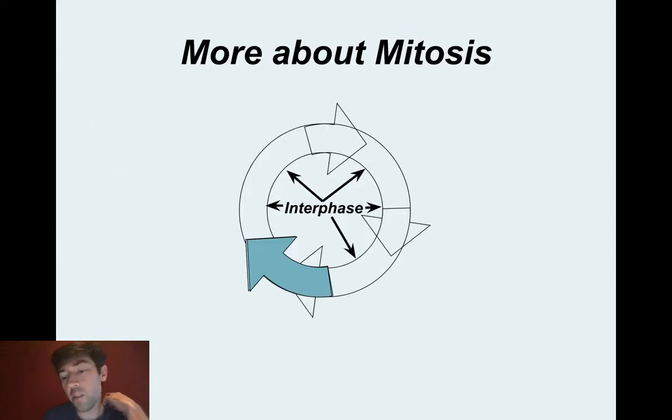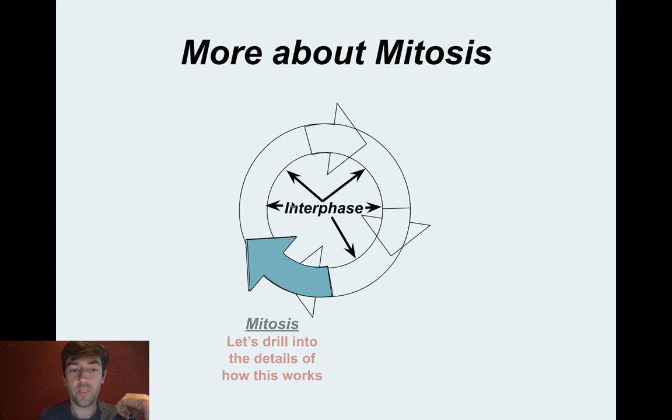Okay, so let's drill into mitosis a little bit more. Remember, mitosis was this arrow, this part of the cell cycle. And everything else is called interphase, but we're not going to talk about interphase. All you really need to know for now is that interphase is everything except mitosis. Okay, so what is mitosis? What are the different phases that comprise mitosis?